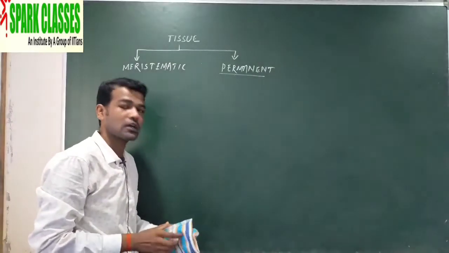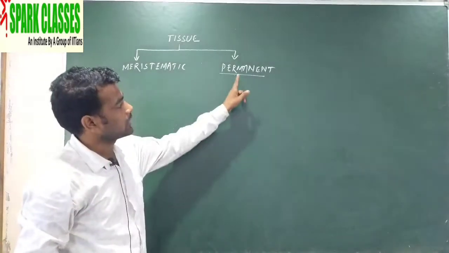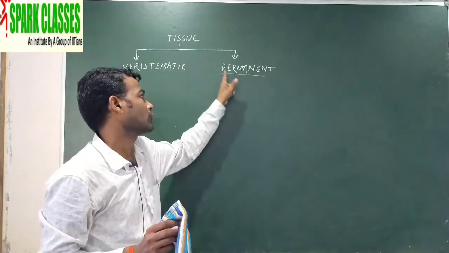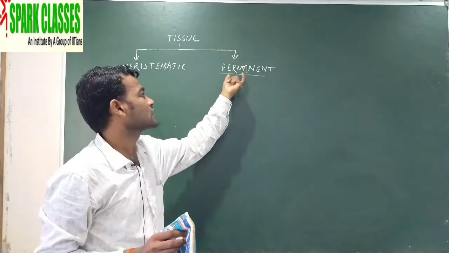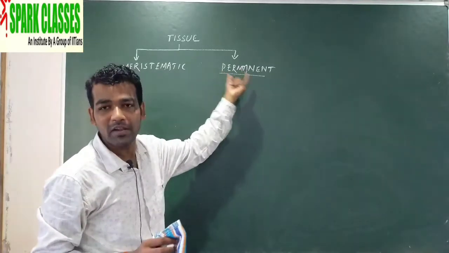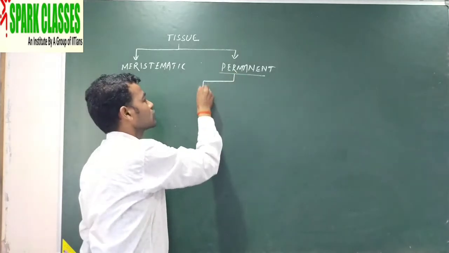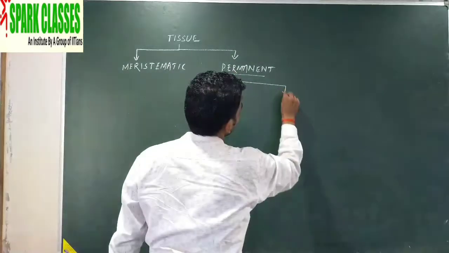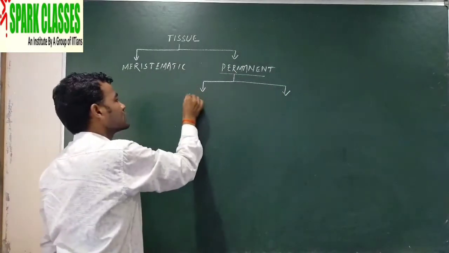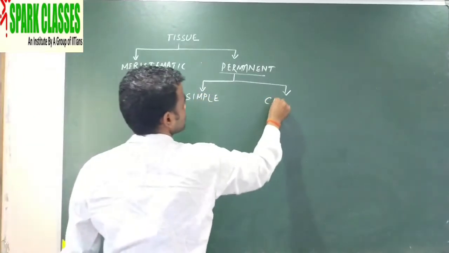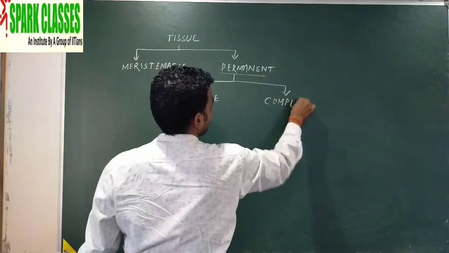Those who have lost the capacity of division. The permanent tissue is made of cells that lost the capacity of division, meaning they cannot produce new cells. The number of cells cannot increase now in the permanent tissue. And permanent tissue is categorized into two types. One is simple permanent tissue. Another is called complex permanent tissue.